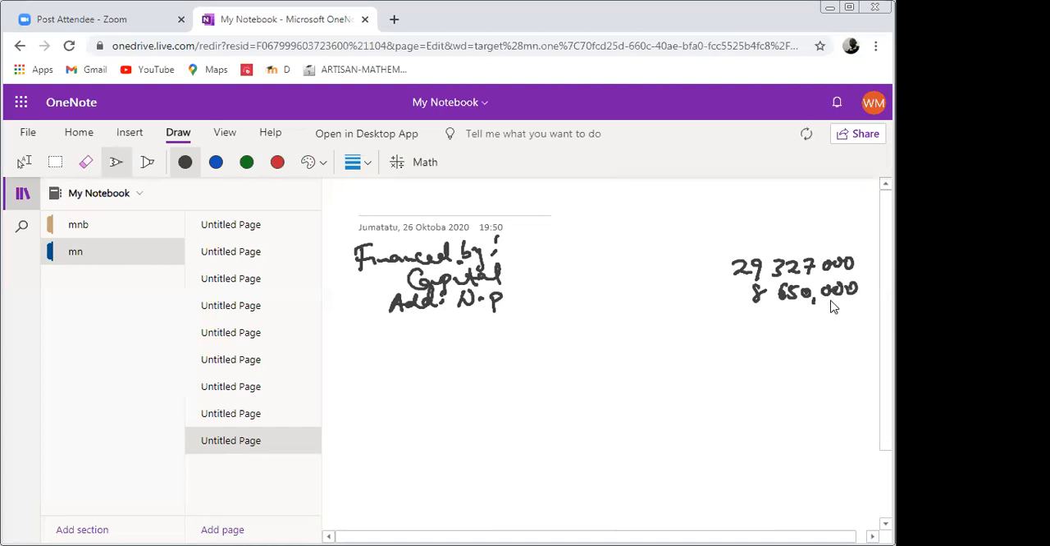Did the business have any drawings? Yes. You less the drawings. The drawings were how much? 400,000. So what is the figure for capital there? You can see 29,327,000 plus 8,650,000 minus 400,000.